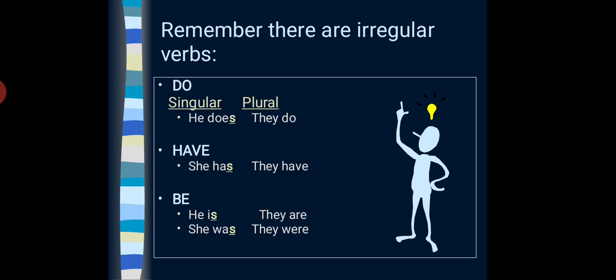Similarly, have and be, in their case also we can see that the same rule has been followed, that she has, they have, he is, she was, but they are and they were. Now let's look at the next slide.